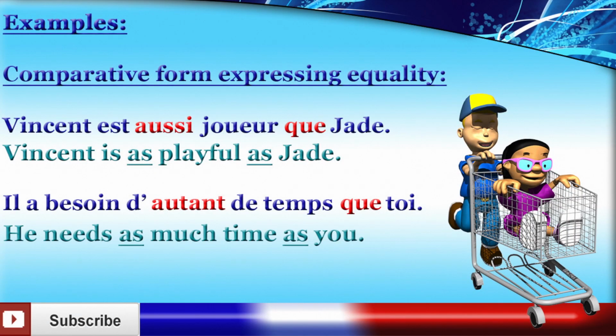And here are examples of the comparative expressing equality. Vincent est aussi joueur que Jade. Vincent is as playful as Jade. Il a besoin d'autant de temps que toi. He needs as much time as you.